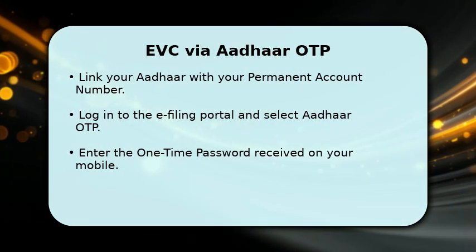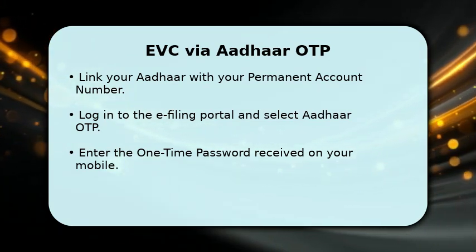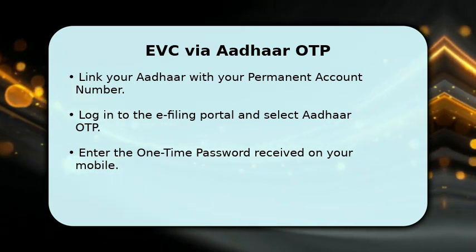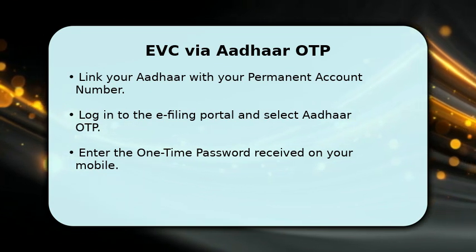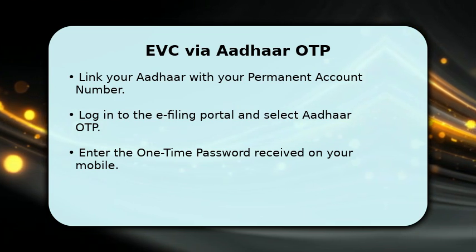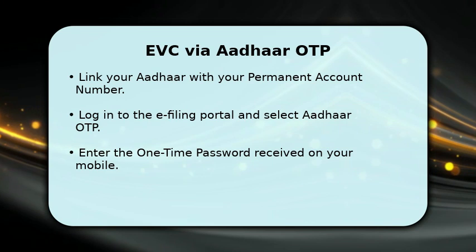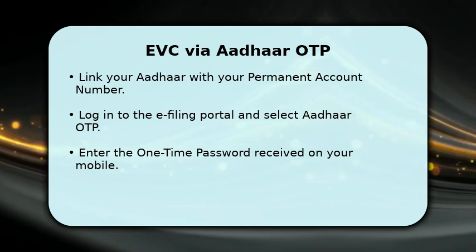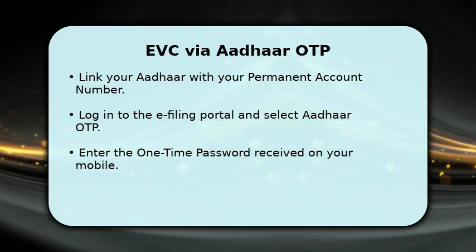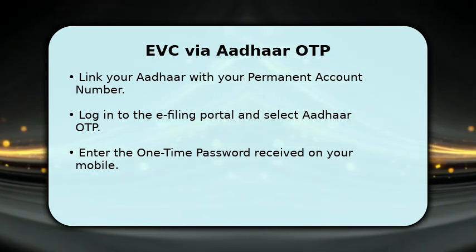One of the simplest ways to generate your EVC is through Aadhaar OTP. First, ensure your Aadhaar is linked with your permanent account number. Then, log in to the Income Tax e-filing portal, navigate to the Generate EVC option, and choose through Aadhaar OTP. You will receive a 6-digit one-time password on your Aadhaar-registered mobile number. Enter this OTP on the portal to complete the EVC generation.